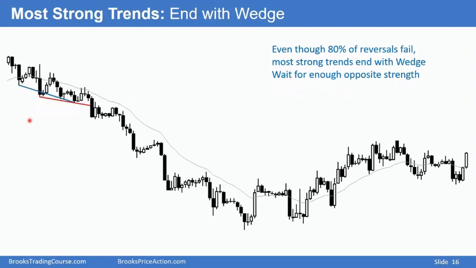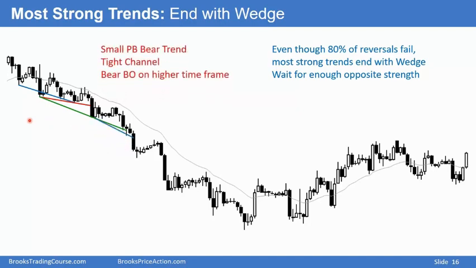Wedge bottom, these are all meaningless. The bear channel is too tight to be looking for reversals. It's far too early to be trading this. It's a small pullback bear trend. It's a very tight channel. It's a bear breakout on higher time frames. Stop looking for reversals. Instead, look to sell a failed reversal, a bear flag.